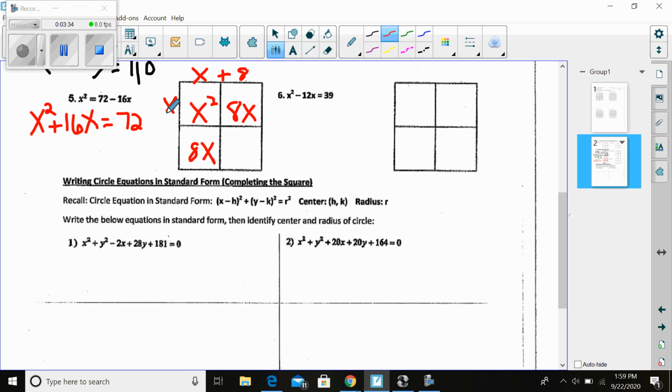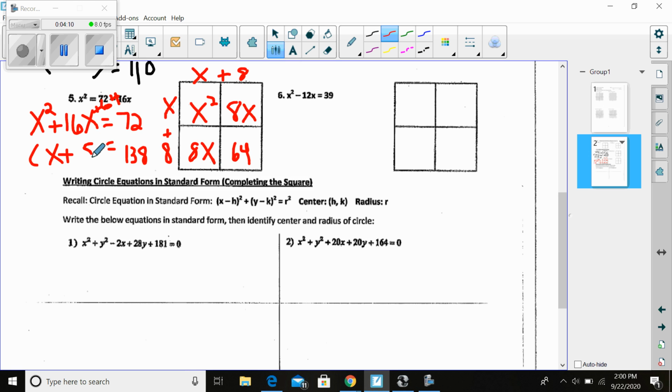Okay, so to check your work, you should have taken that 16x, put half here and half of it down here. Then you have an 8 by 8 region to fill in, which would be 64. You would add 64 to both sides of the equation. If I add 64 on the right, I get 136. And when I add 64 on the left, the result is x plus 8 squared.